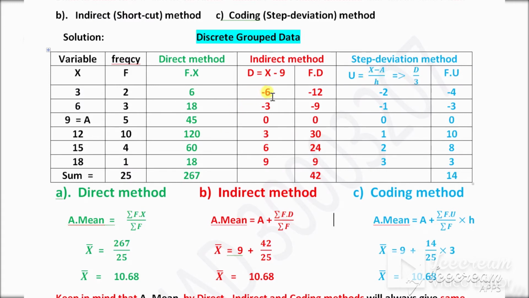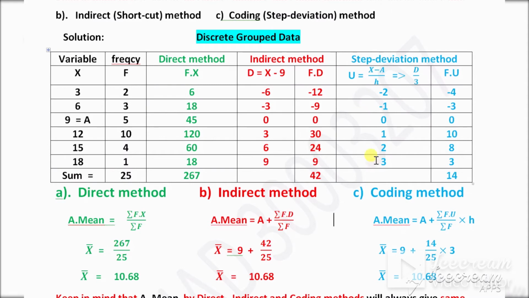This is the d column. This divided by 3. Minus 6 divided by 3 is minus 2. Minus 3 divided by 3 is minus 1. 0 divided by 3 is 0. 3 divided by 3. Why? Because d divided by 3. 3 divided by 3 is 1. 6 divided by 3 is 2. 9 divided by 3 is 3.